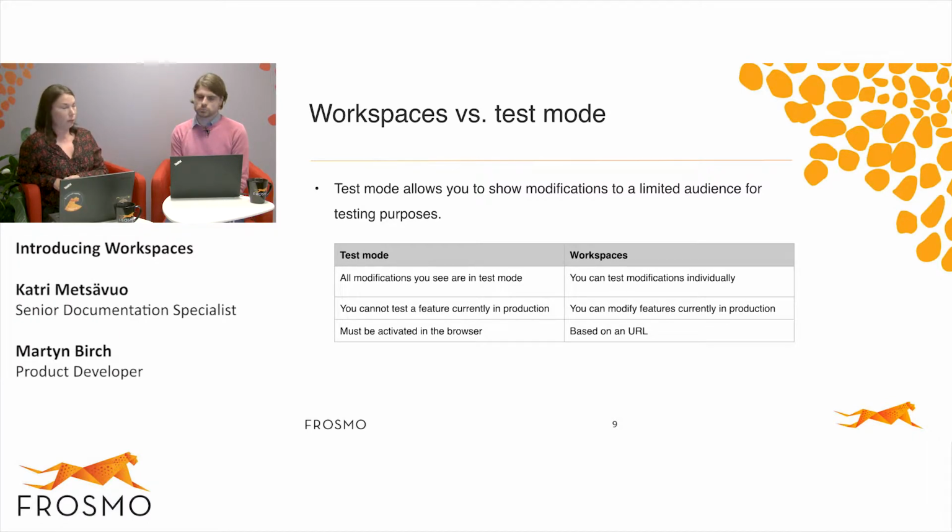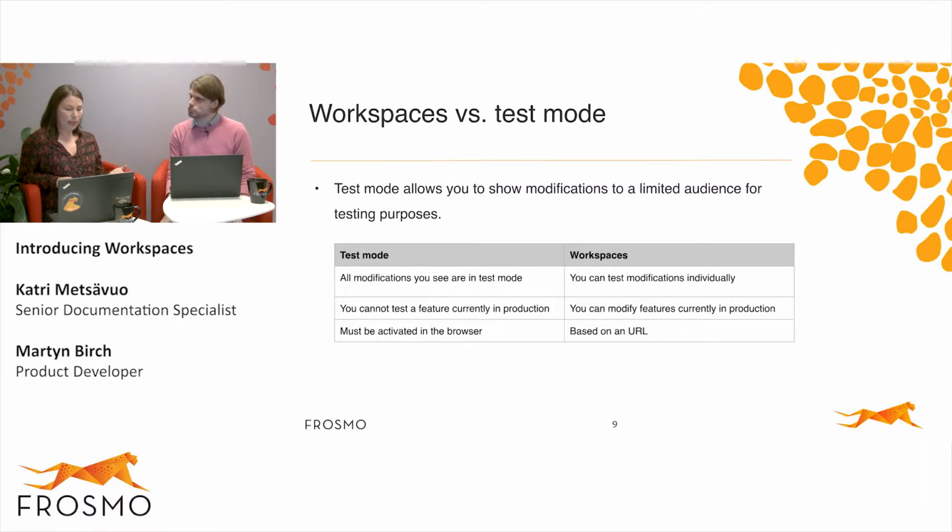And the main differences between the test mode and workspaces is that you have to activate the test mode in your browser. So then it means that in that browser session, you are in test mode and all the modifications you see are in the test mode. Whereas with workspaces, you can test modifications individually if they are in separate workspaces. And as I said before, you can really easily share the preview URL. Also in test mode, you can't really test a feature that is currently in production, whereas with workspaces, you can.